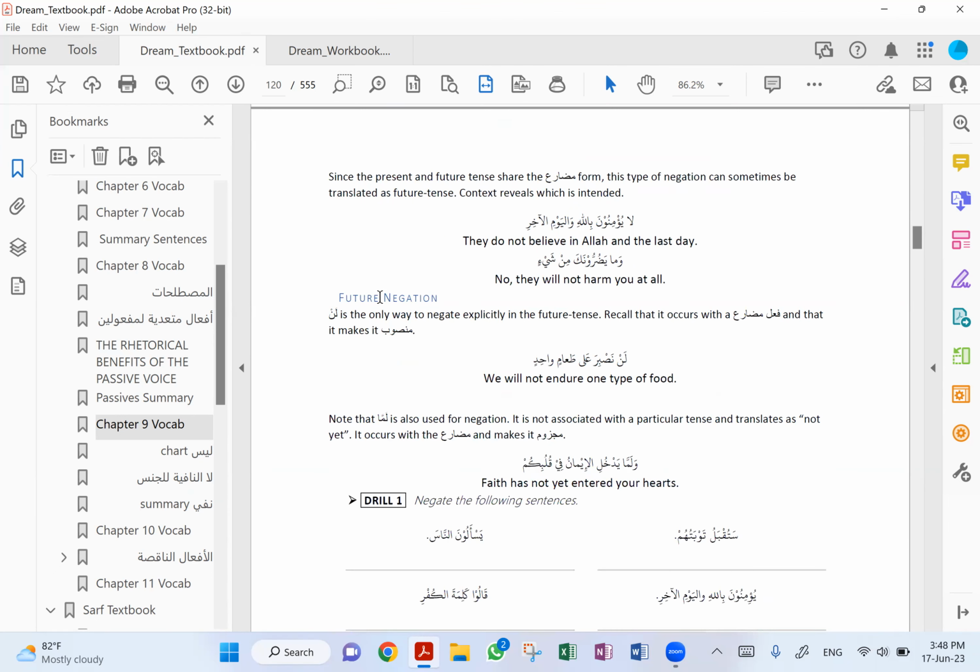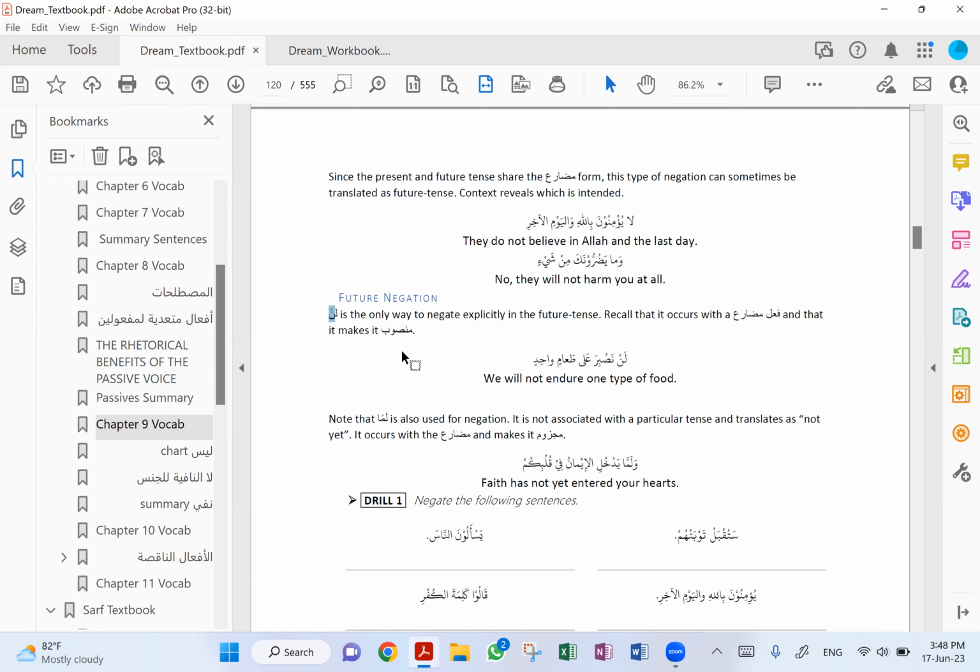And then when you're negating future, you only use lan. There's no other one. There's only lan. Lan yadhhab means he will not go. So when you have the noon, it's will not. It doesn't make the مضارع مجزوم, it makes it منسوب. لن يذهب, as opposed to the ماضي would be لم يذهب.